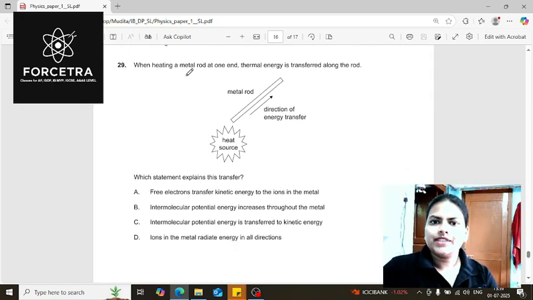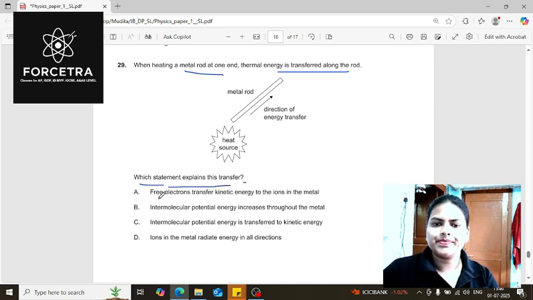Let's see the next question. When heating a metal rod at one end, the thermal energy is transferred along the rod. Which statement explains this transfer? Free electrons transfer kinetic energy to the ions in the metal. So yes, it can be possible. Intermolecular potential energy increases throughout the metal. Incorrect. Intermolecular potential energy is transferred to kinetic energy. So this is also incorrect because this is not a way to transfer heat. Ions in the metal radiate energy in all directions. No, it is not possible because such a high temperature is not achieved in the metal rod. So A is the correct option.